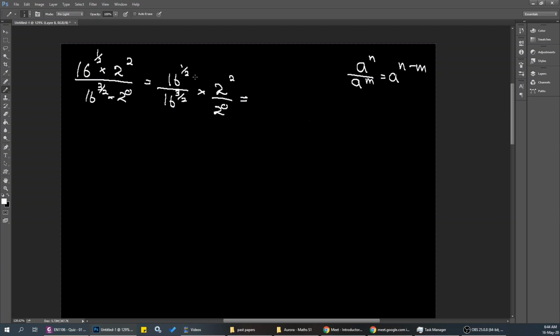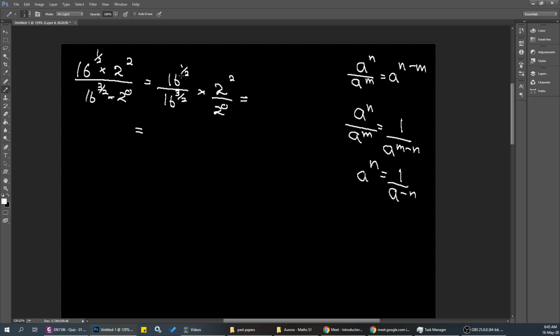So you can see that we have 16 to the power half and 16 to the power 3 over 2 here. You can even write it like this: when we have a to the power n over a to the power m, you can write it as 1 over a to the power m minus n, right? This is the same as taking the negative index. You can remember that we could write a to the power n as 1 over a to the power minus n. So I just wrote it like this, and we can apply the same thing here.